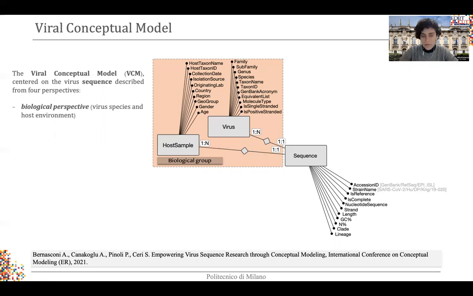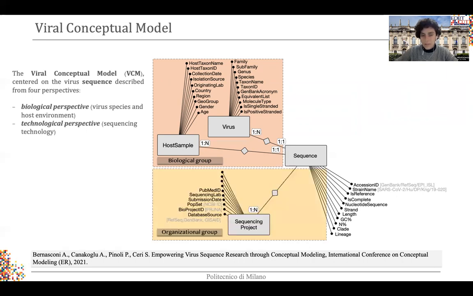There is a biological perspective, having the information about the host sample, which is the organism that hosts the virus, having information about the collection date, but also geography, country, region, continent, and possibly also gender and age. Information about the virus, because the virus may not only be SARS-CoV-2, but for example, we also care about SARS-CoV, MERS-CoV, dengue, Ebola, and many others. And viruses have complex taxonomy, so in this entity we can keep that kind of information.